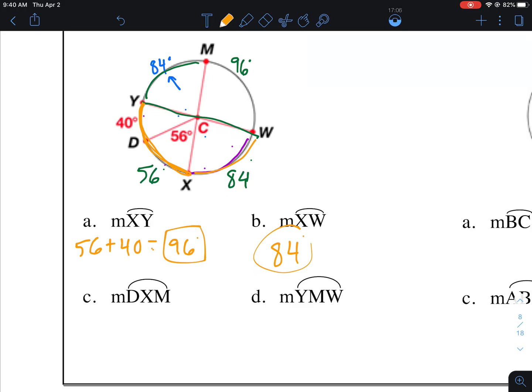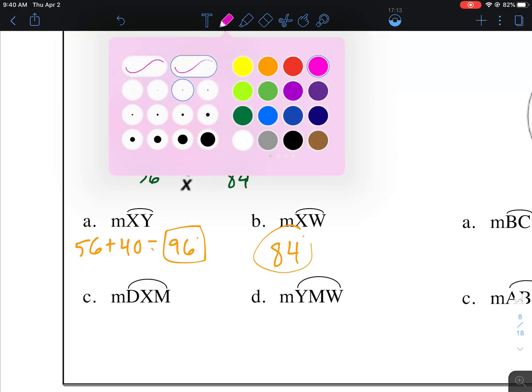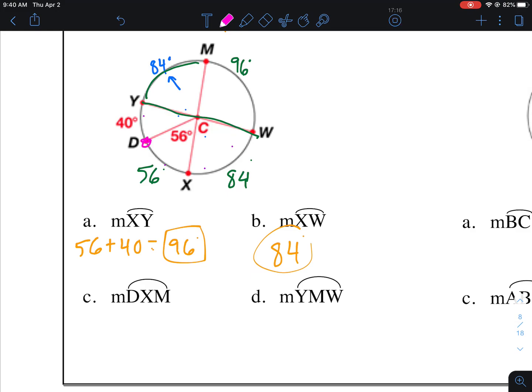DXM, so now we're talking about a major arc. And what you'd have to do for D to X to M is add a bunch. So let's do that in a different color. Let's do pink. From D through X, ending at M, that is this pink arc right here. That's how you could interpret that. And we just have to add those three up. So 56, 84, and 96, and see what we get. And I believe you get 236. And that makes sense. It's a major arc. Should be more than 180.